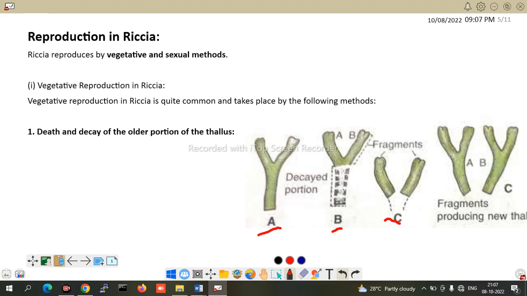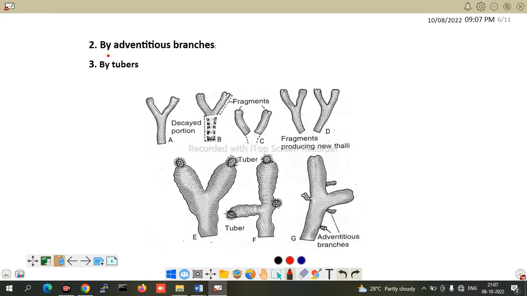Next is vegetative reproduction by means of adventitious branches and by means of tubers. The vegetative method by means of adventitious branches is found in the aquatic species of Riccia. As we discussed in our first video, Riccia fluitans is the only aquatic species of Riccia, and it shows vegetative reproduction by means of adventitious branches.